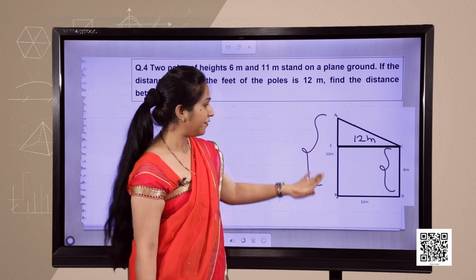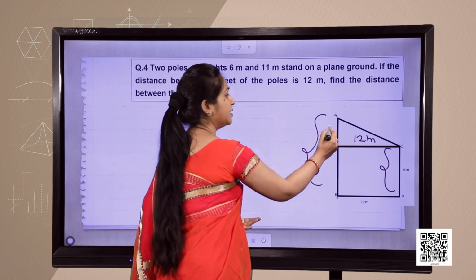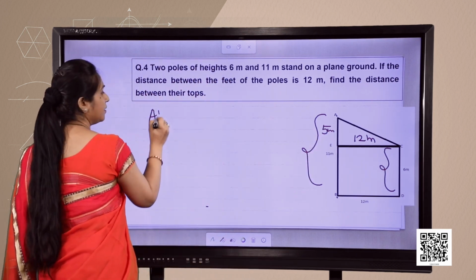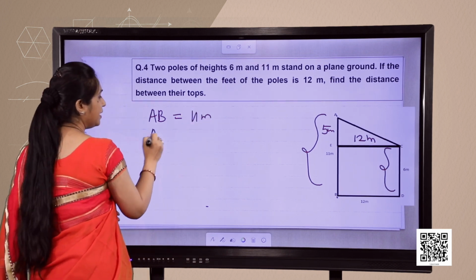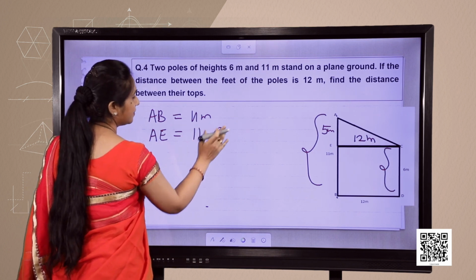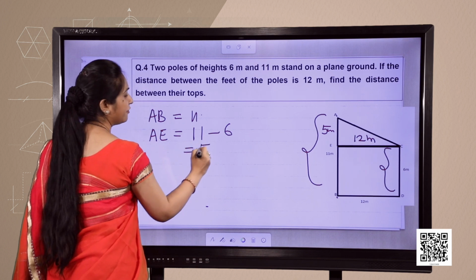It is 11 minus 6. 11 minus 6 gives you 5 meter. Alright, so we will write down AB is equal to 11 meter and AE will be equal to 11 minus 6, that is equal to 5 meter.